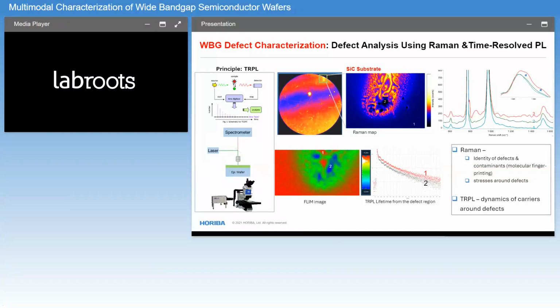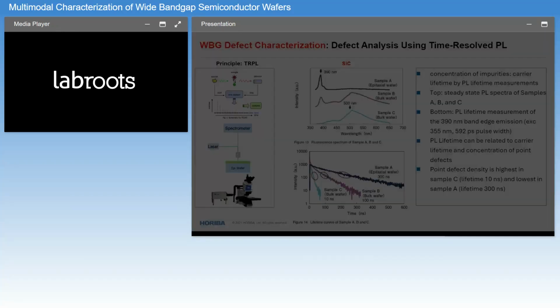Now, in terms of the measurement principle, the time-resolved photoluminescence is similar to steady-state photoluminescence, except that in this instance, our interest is in measuring the time decay of the luminescence signal instead of its intensity, as we would do in the steady-state measurement. So it is a time of flight measurement that can show the evolution of photoexcited charges around a defect.